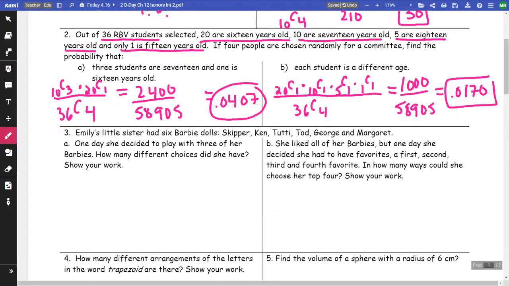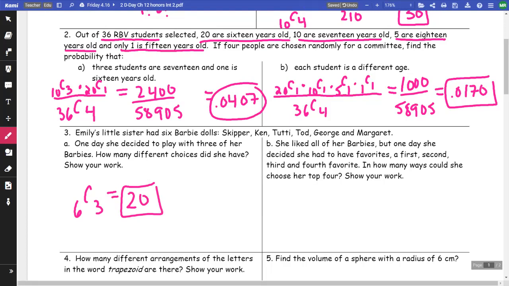On number 3, Emily's little sister had 6 Barbie dolls: Skipper, Ken, Tootie, Todd, George, and Margaret. One day she decided to play with 3 of her Barbies. How many different choices did she have? So she has 6 Barbies, and she's going to choose 3, so it's going to be 6 choose 3. And 6 choose 3 is 20, because order's not important in that situation.